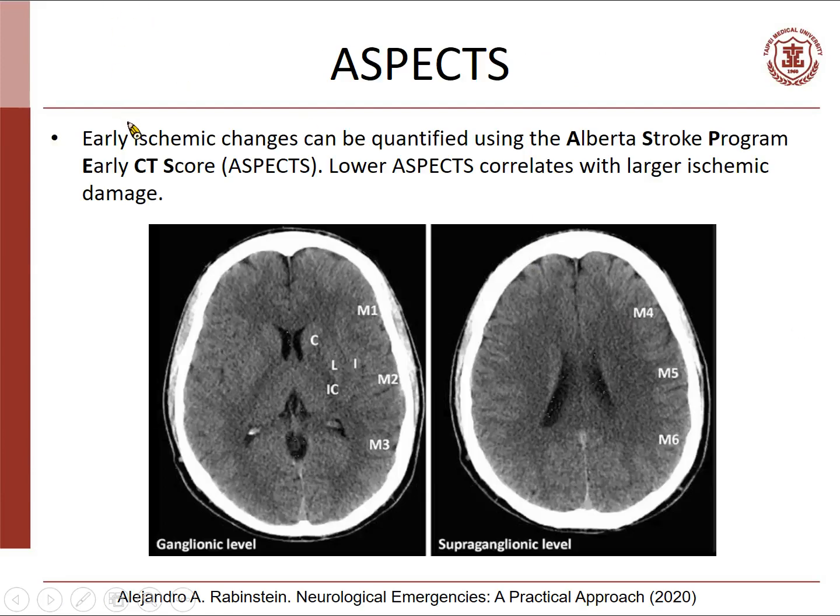Nowadays, we can use the CT image to calculate an ASPECT score. This ASPECT score counts 10 areas. This is M1, middle cerebral artery M1 branch, M2 branch, M3 branch. This is called the internal capsule and the lentiform nucleus, internal capsule, and this M4, M5, M6, there are 10 areas. If there's a decrease in attenuation, they count 1. So we can use the ASPECT score to predict whether it is a large infarction or not.